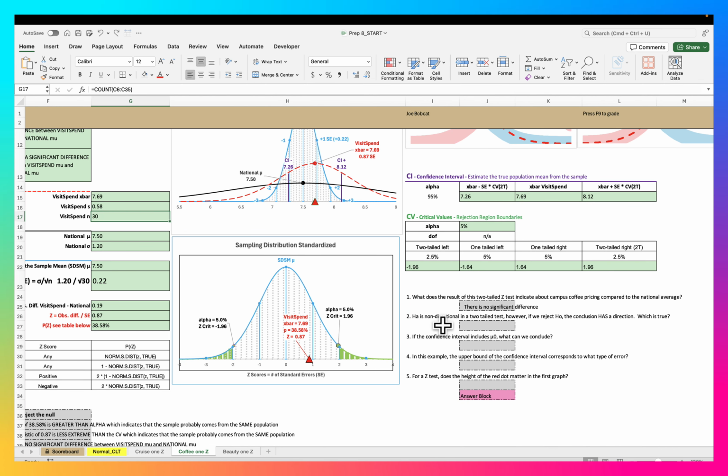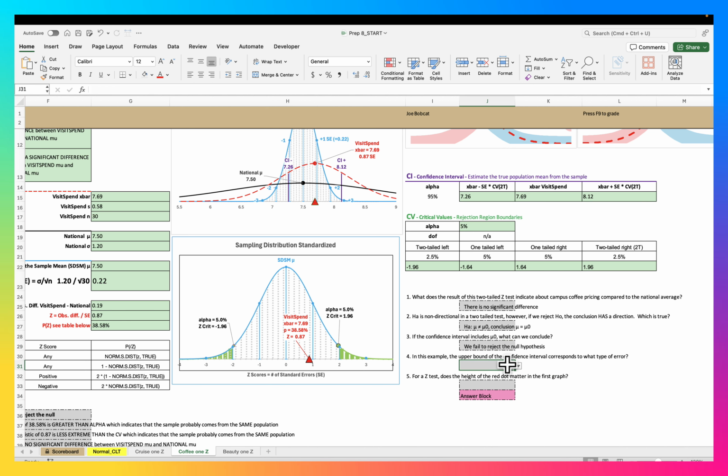All right. So the alternative hypothesis is non-directional in a 2-tailed test. However, if we reject, it has direction. So which is true in this particular case? The alternative is that they were not equal, but the conclusion is that, in fact, they are equal. If the confidence interval includes H0, what can we conclude? That we failed to reject. That's actually what happened to us, so we're going to fail to reject.